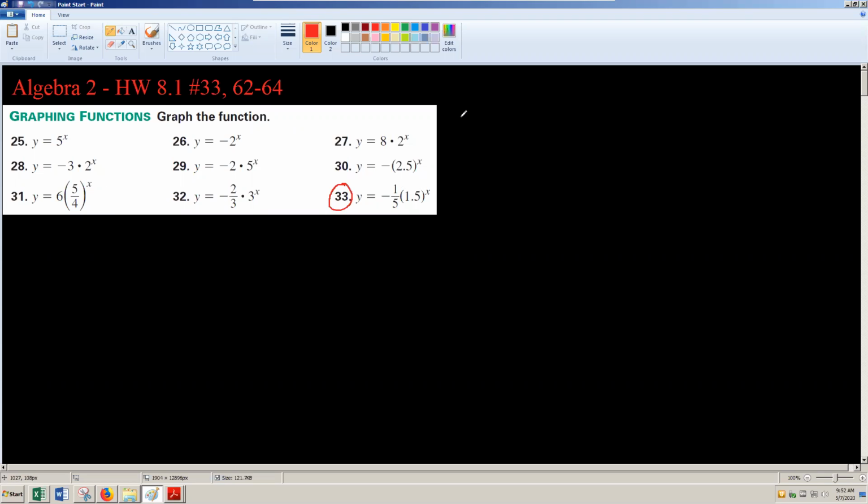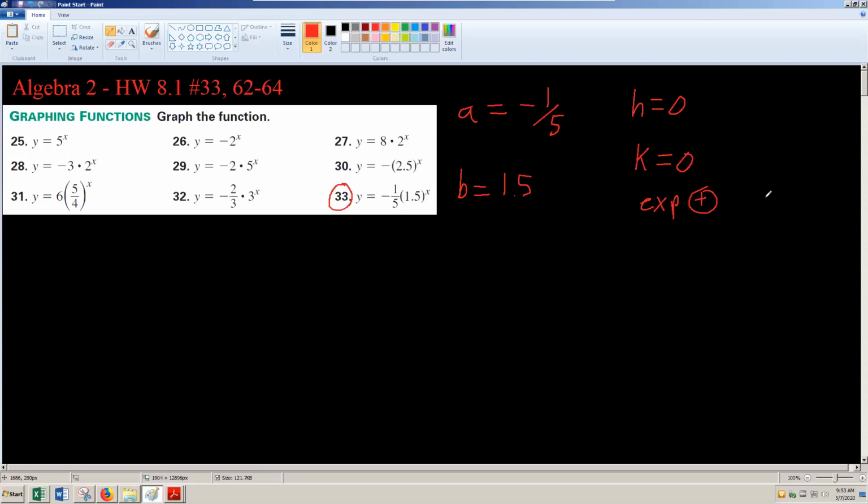So when I'm looking at 33 here, my a value is negative 1/5. If you want to represent this as negative 0.2, that's fine as well. My b value here is 1.5, and the big thing to note here is that that b value is greater than 1. My h value is 0. My k value is 0. There's no horizontal or vertical shifts happening here. And then I want to note that my exponent is positive. So here I have a b value greater than 1 with a positive exponent.